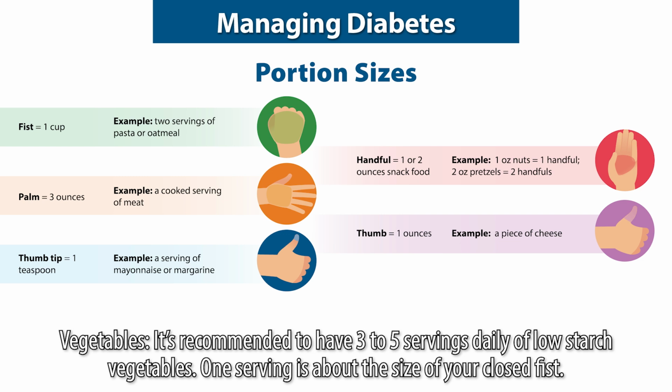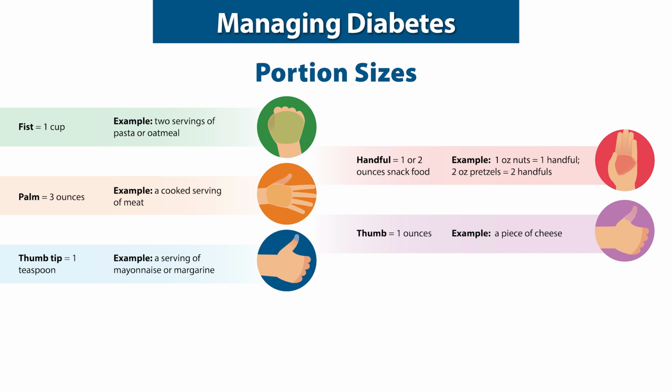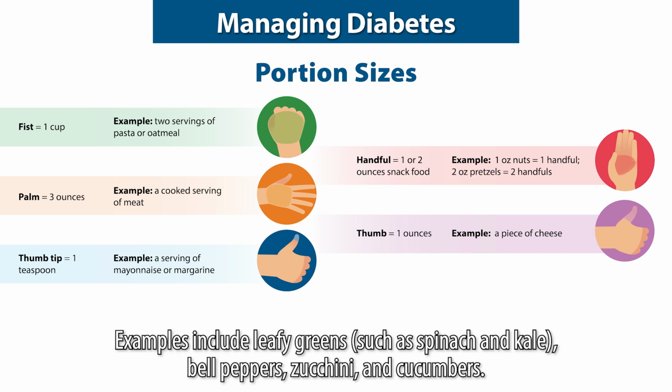Vegetables. It's recommended to have 3 to 5 servings daily of low-starch vegetables. One serving is about the size of your closed fist. Examples include leafy greens such as spinach and kale, bell peppers, zucchini, and cucumber.